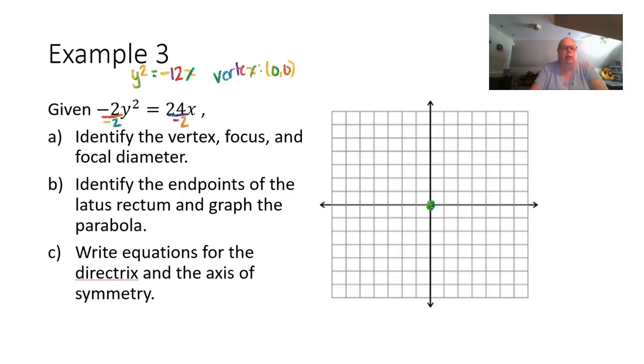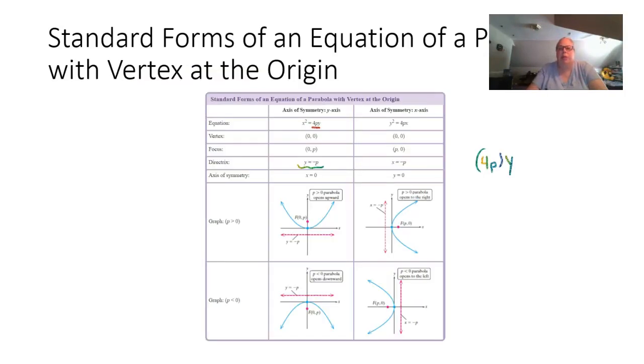The focus, we still want to figure out what p is. So we're going to solve the equation. 4p is equal to, this time, we're going to look at the coefficient on x. So 4p is equal to -12. When we divide by 4, we get p equal to -3. Okay, now, since the direction of this one's going to change, because now we're looking at one that opens left and right rather than one that opens up and down, let's see what we're going to do with the p. For the focus, p is going to go in the x coordinate, and then 0 will be for the y coordinate.